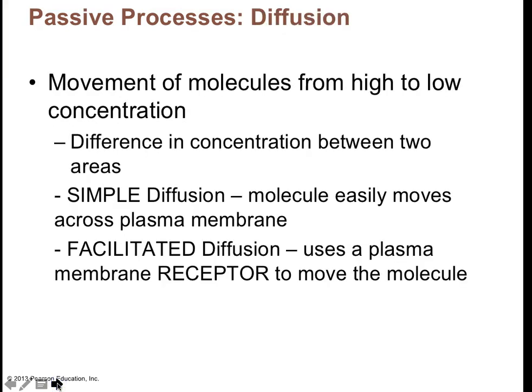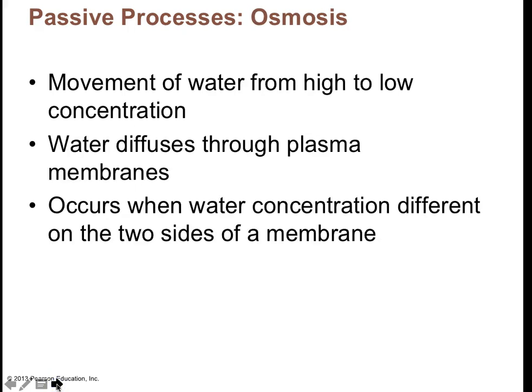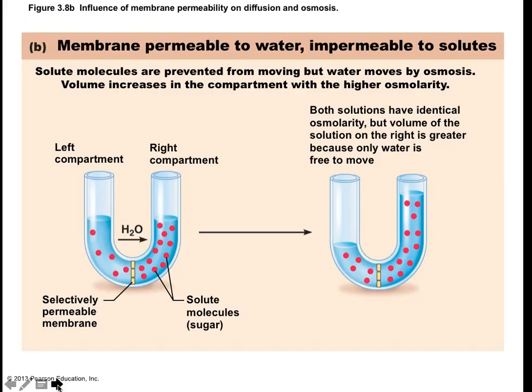Okay, here we go. So here we have diffusion, where you have a molecule X. It's very high on the outside, not so much on the inside, and X is small enough to just move very quickly from high to low. Facilitated diffusion is when you need a receptor to move something a little bit larger. Again, high to low. Osmosis is going to be about moving water from high to low because the molecule itself is not able to be moved. So let me show you a picture of this.